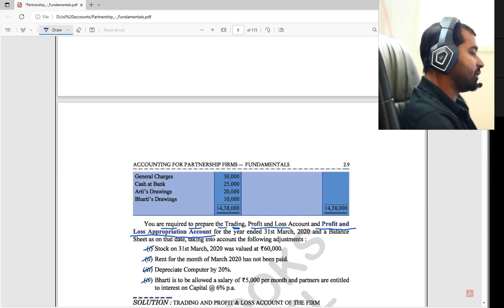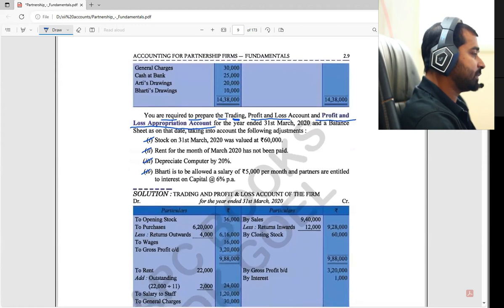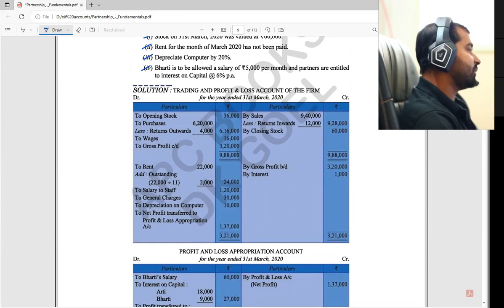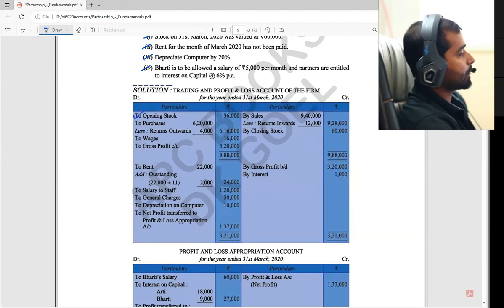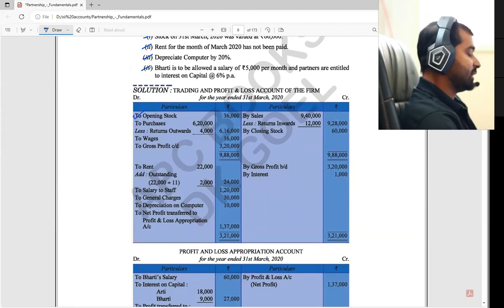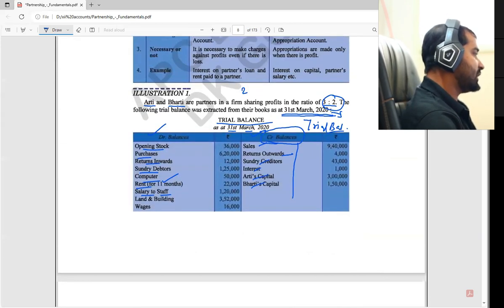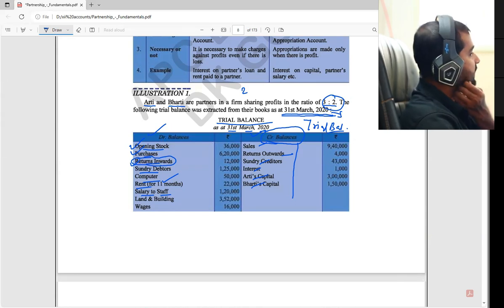In the trading and profit and loss account, we know that direct income and direct expenses will come as part of the trading account, and indirect income and indirect expenses are part of our profit and loss account. Now first, in the trading account, I have taken opening stock, right? You can find opening stock in the trial balance. Let's see what will come. Opening stock, purchases, return inwards. Can you tell me what return inwards is? Is it sales return or purchase return?